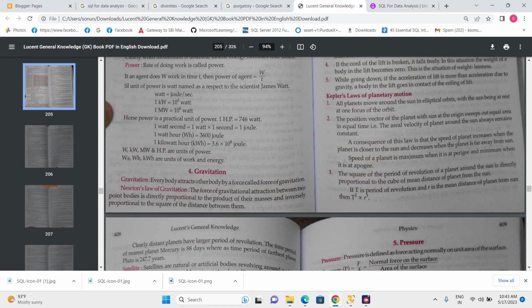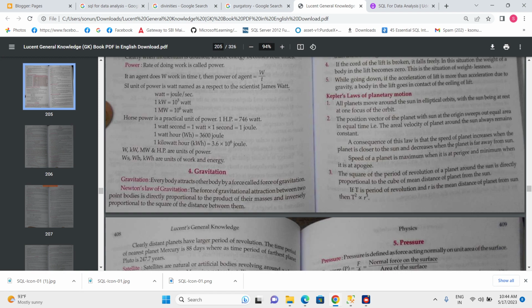So this is a very important point, and the next point will also be important because the examiner may ask a question like this: they will give four options and ask you to identify which is Kepler's law of planetary motion. So first is, areal velocity of a planet around the sun always remains constant. Just remember, areal velocity of a planet around the sun always remains constant.